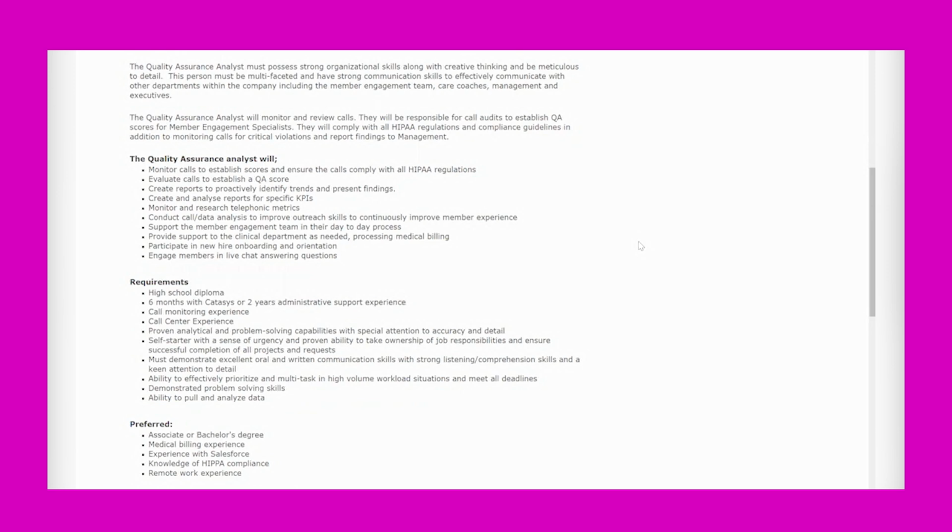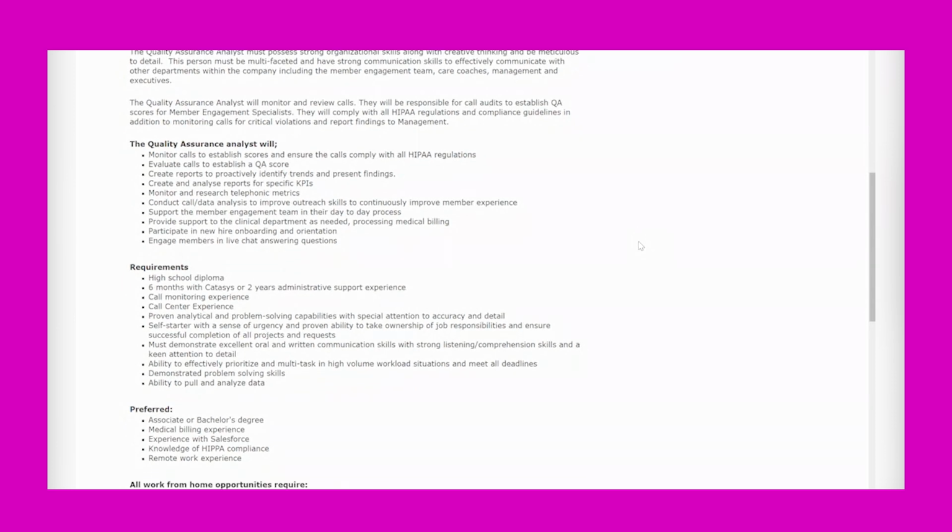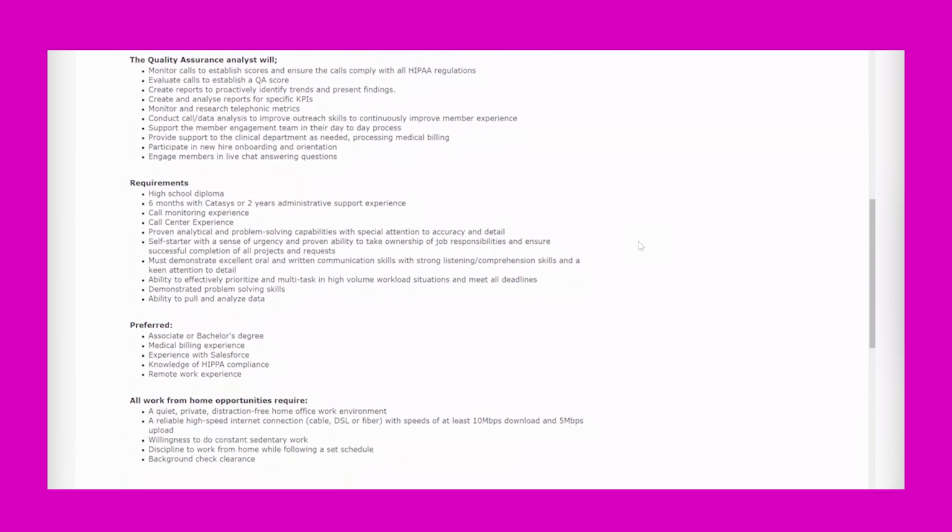They will comply with all HIPAA regulations and compliance guidelines, in addition to monitoring calls for critical violations and reporting findings to management. The quality assurance analyst will monitor calls to establish scores, ensure the calls comply with all HIPAA regulations, evaluate calls to establish a QA score, create reports to proactively identify trends and present findings, create and analyze reports for specific KPIs, monitor and research telephonic metrics, conduct call data analysis to improve outreach skills to continuously improve member experience, support the member engagement team in their day-to-day process, provide support to the clinical department as needed, processing medical billing, participate in new hire onboarding and orientation, engage members in live chat answering questions.